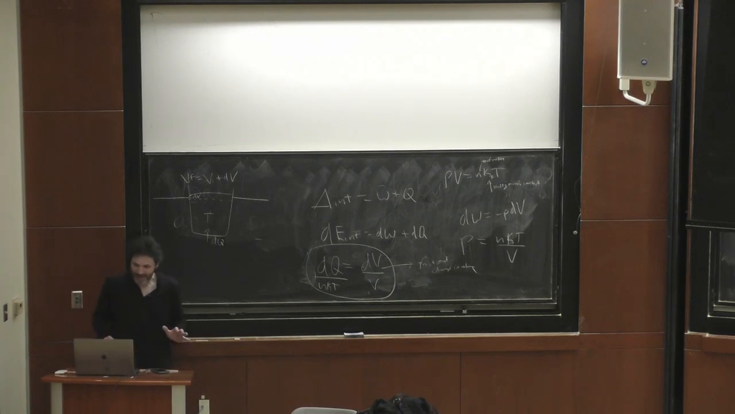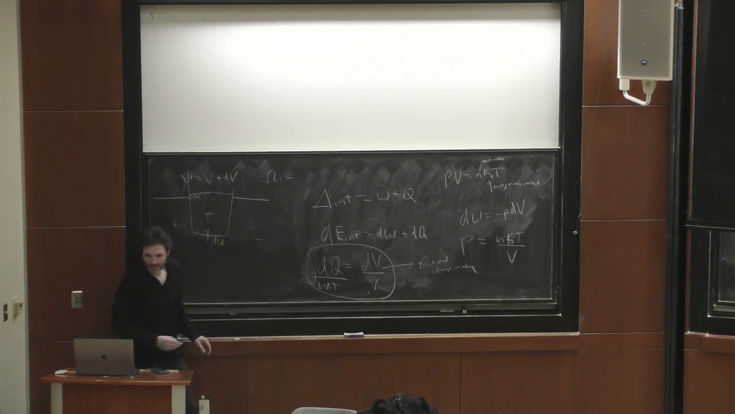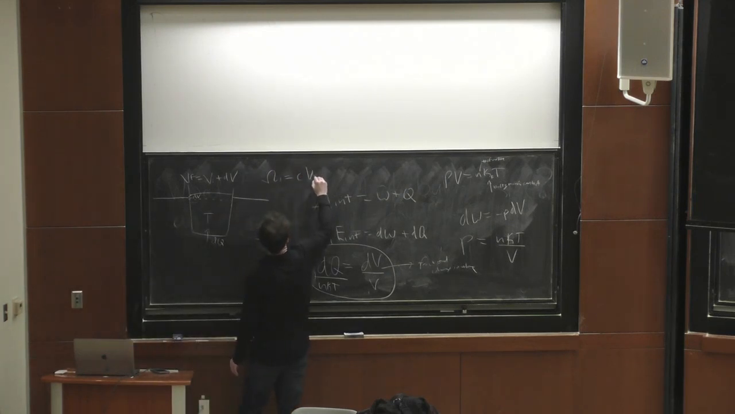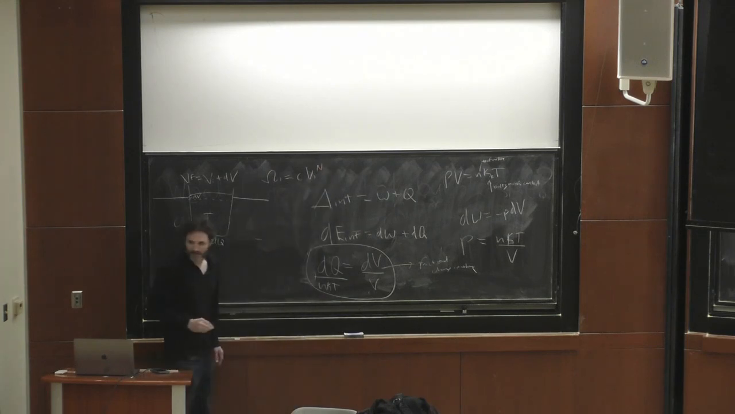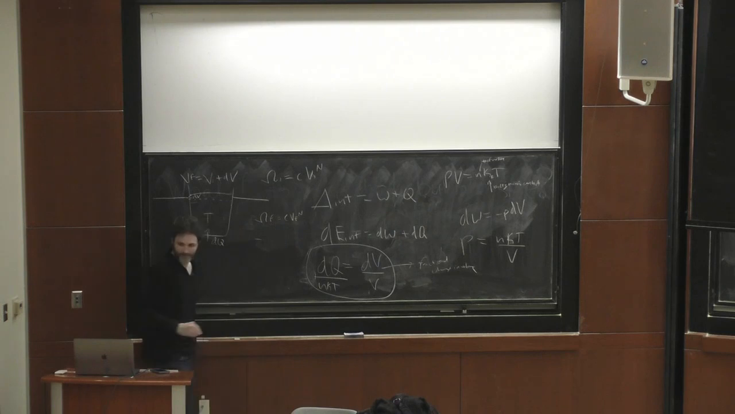So now we can say that as the gas expands, its multiplicity, or the number of microstates, increases from some omega initial. So we're going to have a change in the microstates. Omega initial is equal to C V initial to the n. And then omega final is going to be C V final to the n.